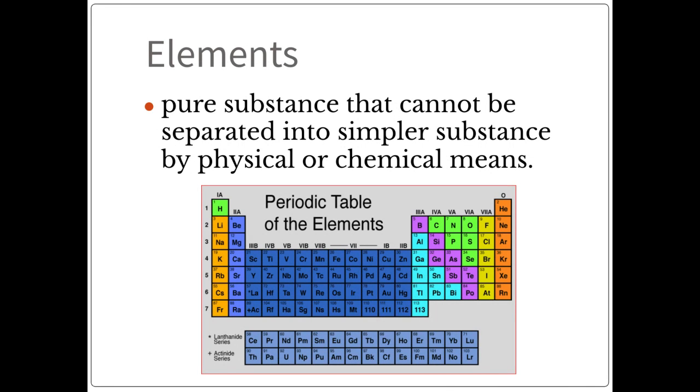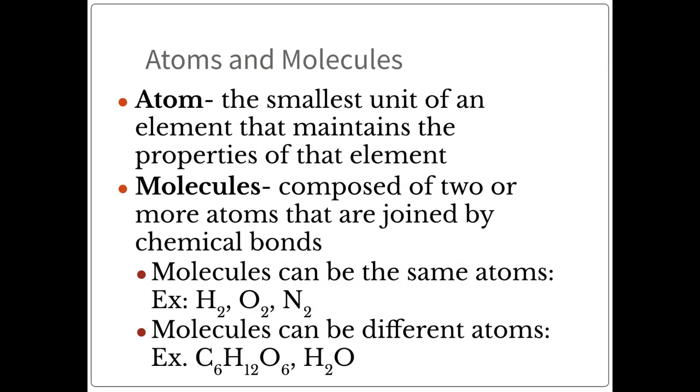So the first type of pure substance is called an element. And an element is a pure substance that can't be separated into a simpler substance by physical or chemical means. So you can't physically break it apart into simpler substances, and you can't put it through a chemical reaction to make it into simpler substances. Very, very hard to turn an atom into something other than what it already was. Therefore, it's very hard to turn an element into something that it wasn't already existing as. The only way to do that is with a nuclear reaction.